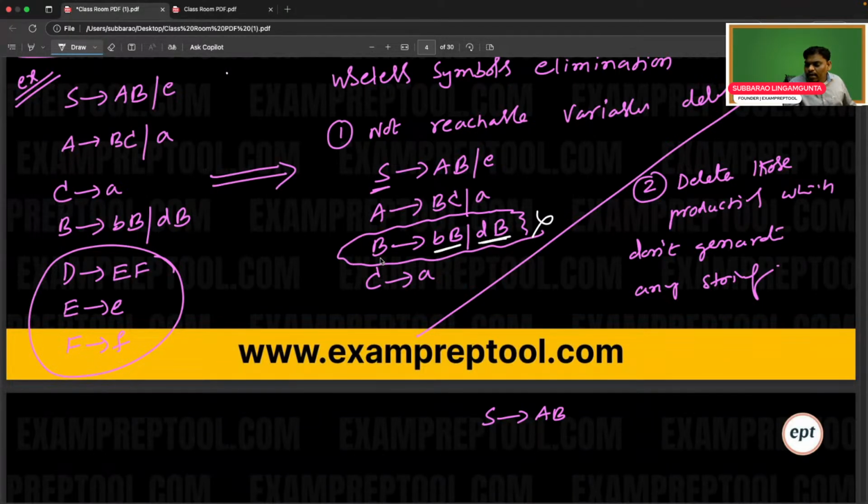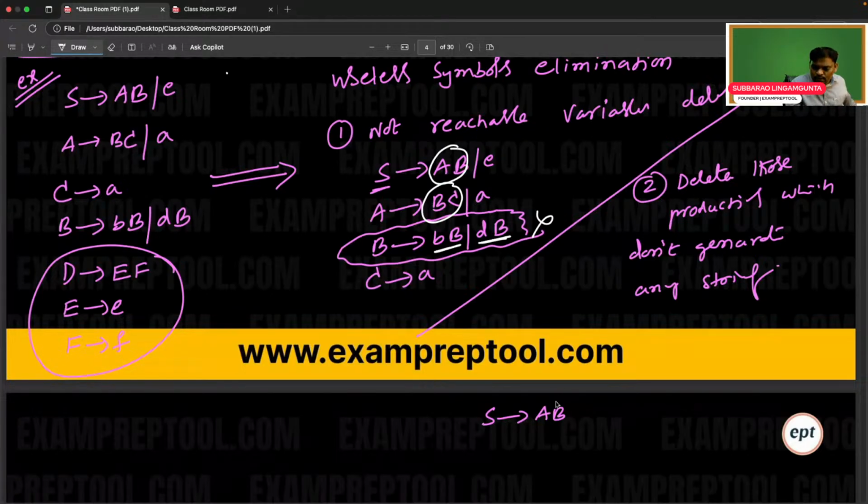So B calling B is a recursion. Every recursive program needs a termination condition. There is no termination condition, which means capital B never generates any string. If capital B is not generating any string, anything based on capital B will also fail. The interesting thing is, from S, capital B is reachable, but capital B does not generate any string. Anything based on capital B will be useless.